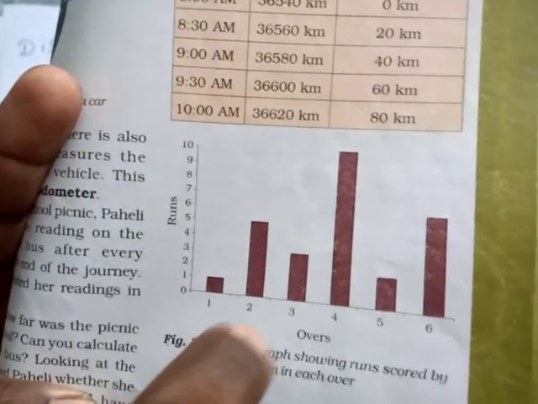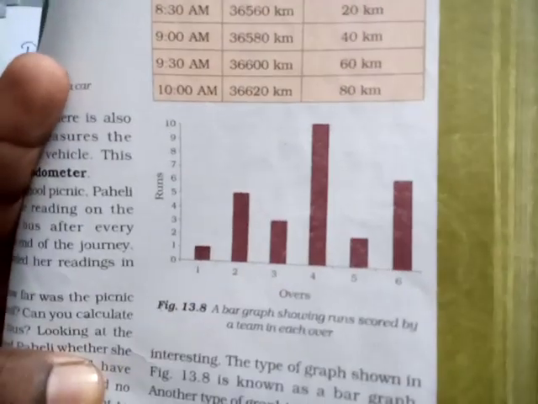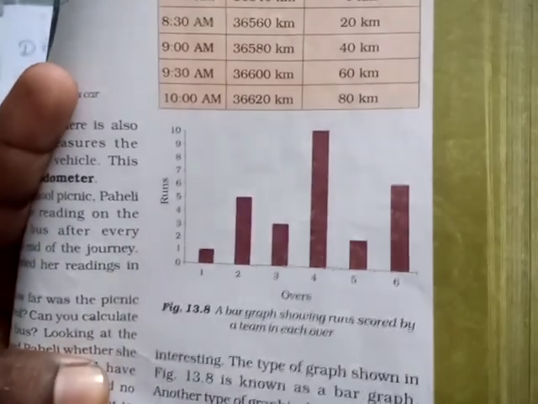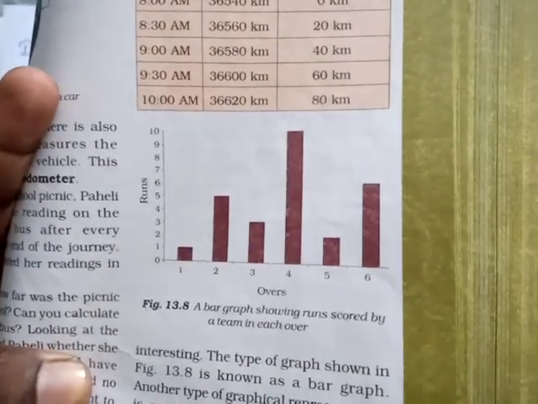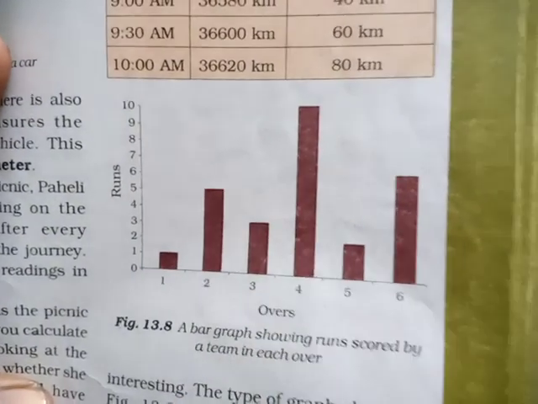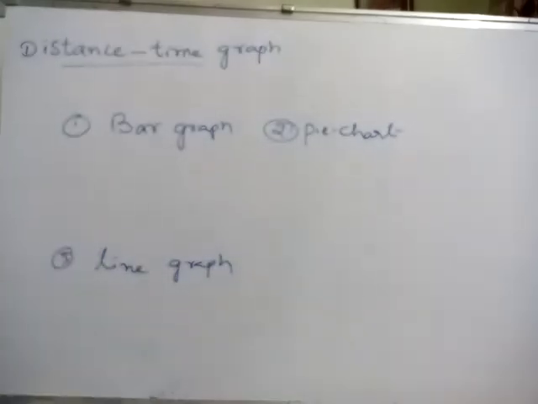Like that, we can simply observe in a particular over how many runs are completed. So like that we can easily identify the information. This type of graphs are called bar graphs. And the second one, what I told, pie chart.